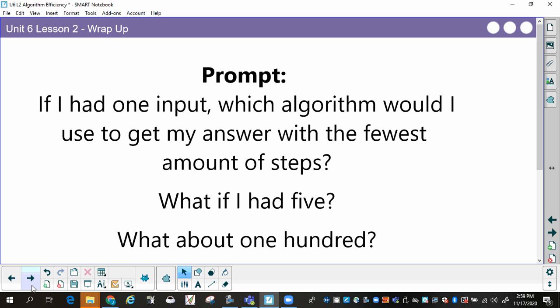Well, it depends. If I'm only going to look through this list once, if I only have to find something once, I'm probably just going to do a linear search. But if I start going to 100 or more, and especially if I'm going to be looking more than once for something in the list, I'm probably going to sort the list and then use binary. Binary would be faster.